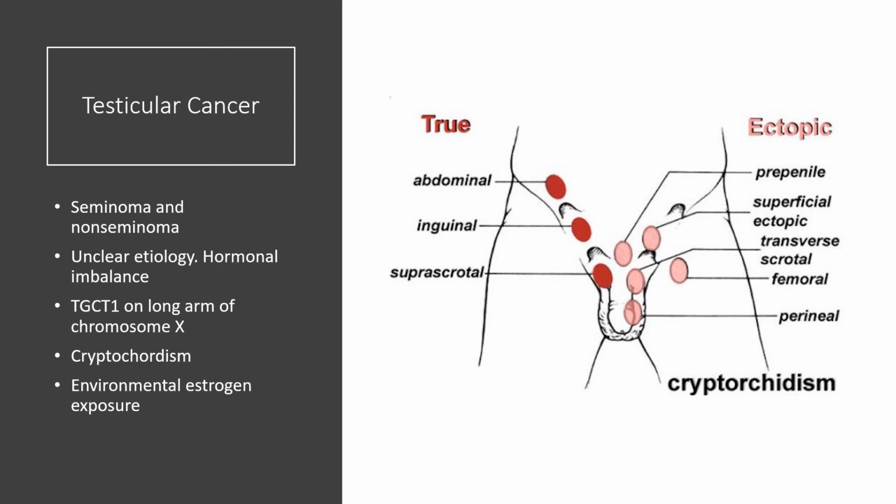There may be congenital components. There is a specific mutation of TGCT1 on the long arm of chromosome X. And men with Klinefelter syndrome, so XXY males, so 47 chromosomes with the extra X chromosome, are actually at a greater risk of developing testicular cancer compared to a 46 XY male.